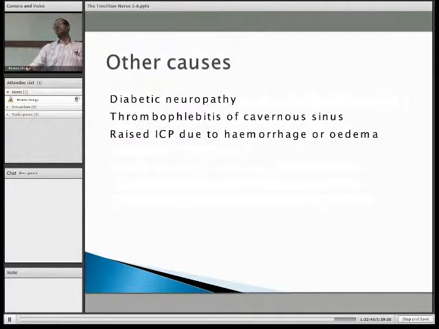Other things like diabetic neuropathy, thrombophlebitis, and raised ICP will affect more than just the trochlear nerve. They'll affect the other nerves moving through the cavernous sinus, for example, like the abducens and the ophthalmic, and other nerves as well, possibly. So it's important that if a patient presents to you with what you think is an ophthalmic nerve palsy because of diabetic neuropathy, you check for trochlear nerve palsy as well.